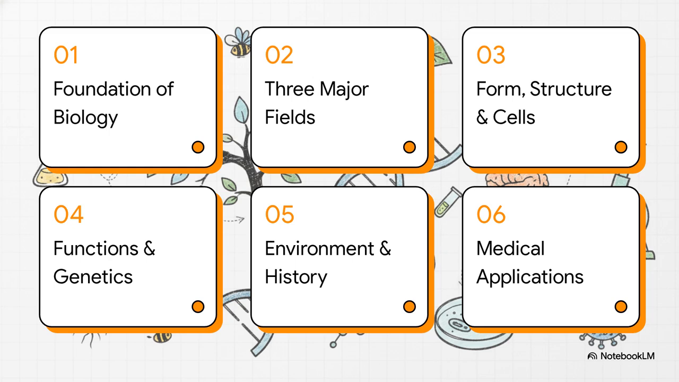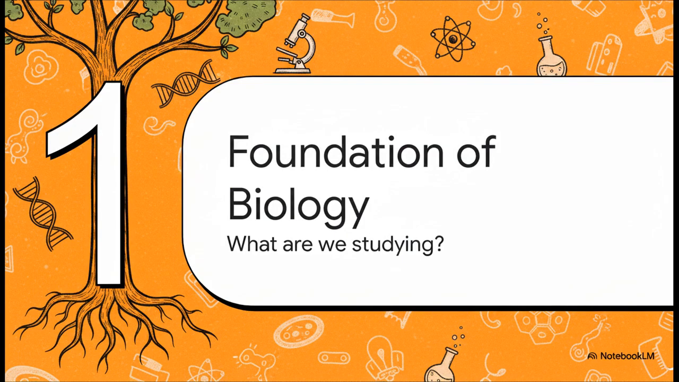So here's our game plan. We've taken that dense list of branches from the book and organized it into 6 simple themes: the foundation of biology, the 3 major fields, form, structure, and cells, functions, genetics and molecules, environment, history, and taxonomy, and finally, health and medical applications. All right, let's kick things off with Section 1, the foundation of biology.